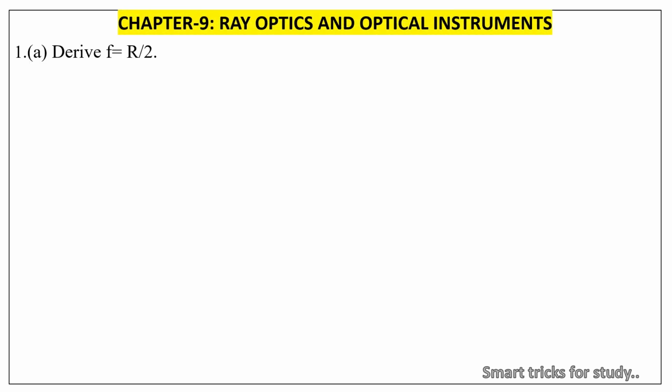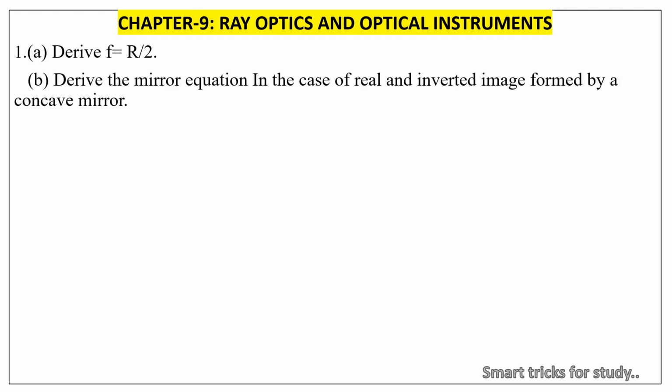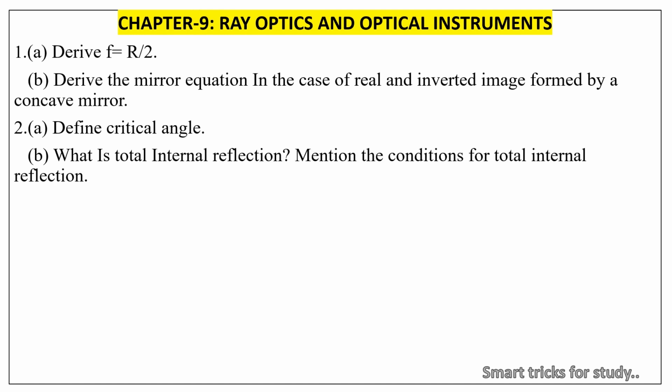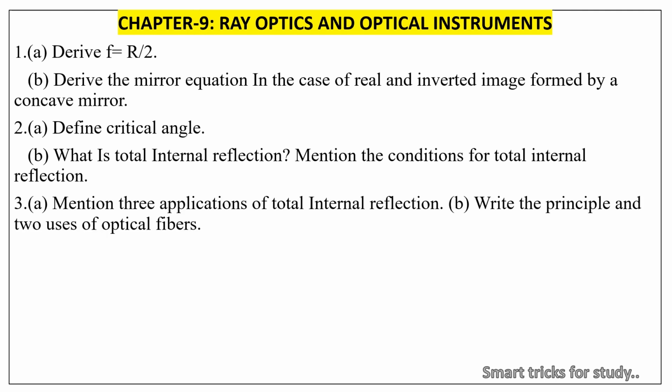Chapter 9, Ray Optics and Optical Instruments. 1. A. Derive f is equal to R by 2. B. Derive the mirror equation in the case of real and inverted image formed by a concave mirror. 2. A. Define critical angle. B. What is total internal reflection? Mention the conditions for total internal reflection. 3. A. Mention 3 applications of total internal reflection. B. Write the principle and 2 uses of optical fibers.